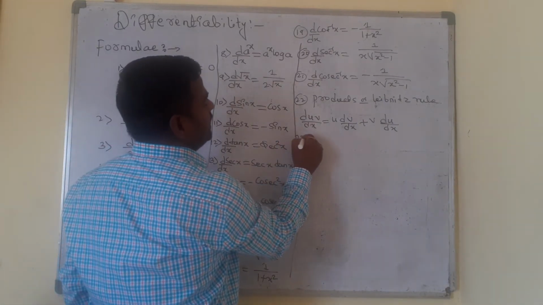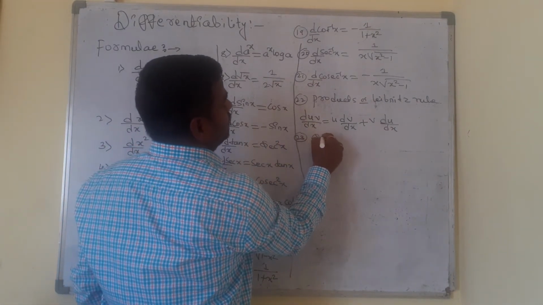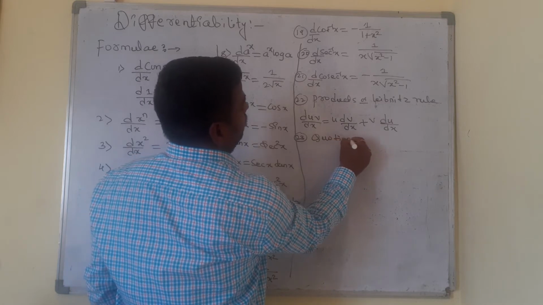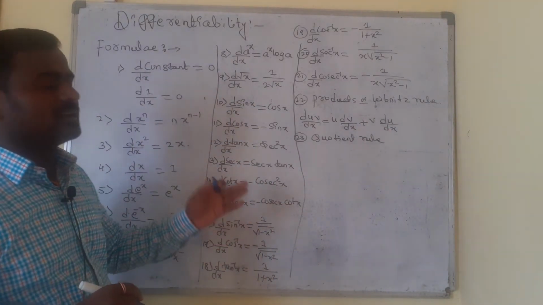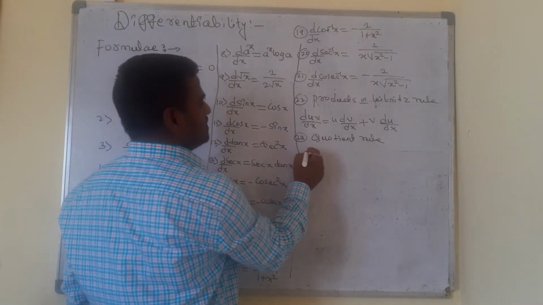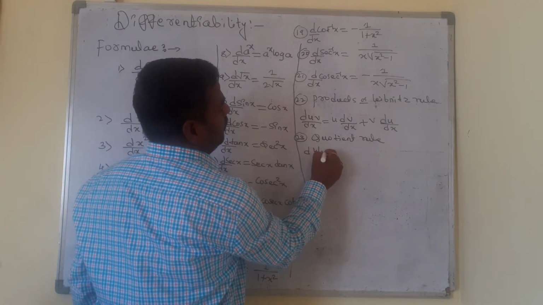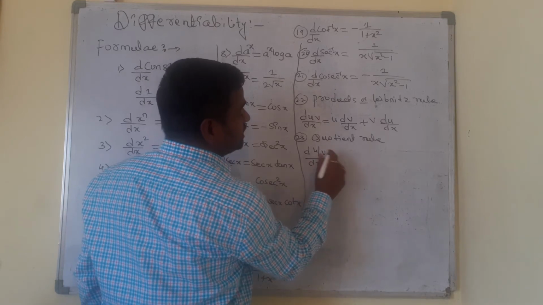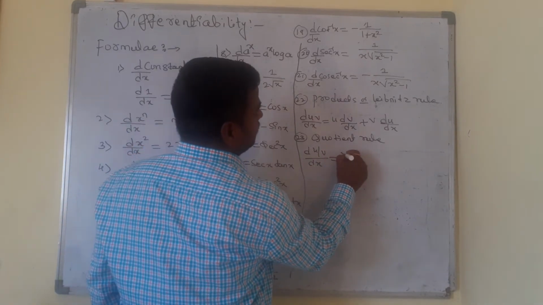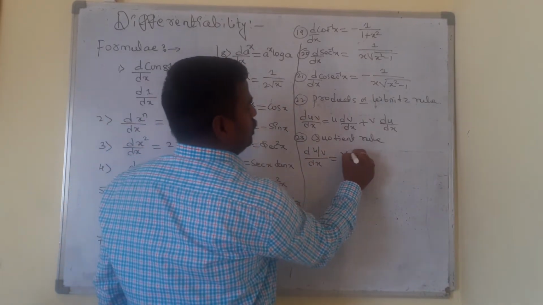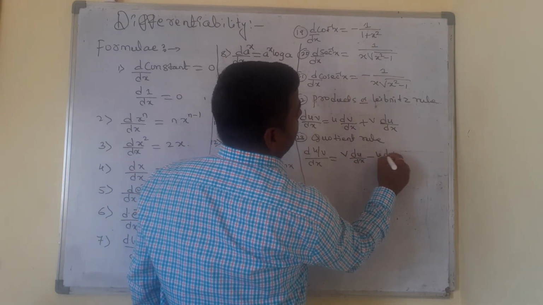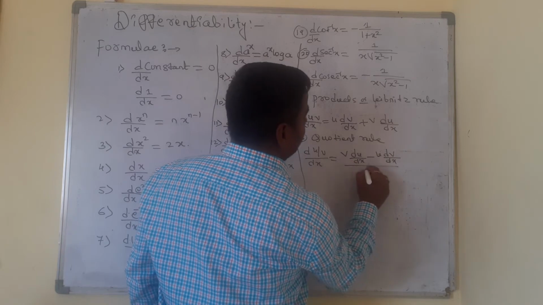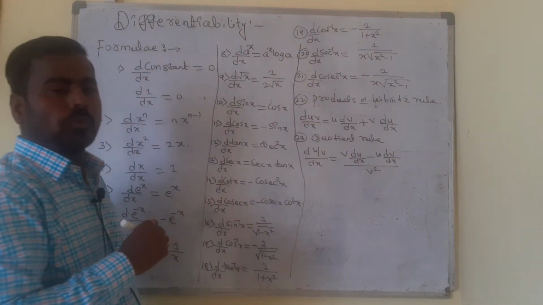So 23, the quotient rule, or you can say the rational rule also. It is a quotient, the best word. Differentiation of u by v with respect to x. Which term is the denominator? First write that term: v du by dx minus u dv by dx, whole divided by v square.